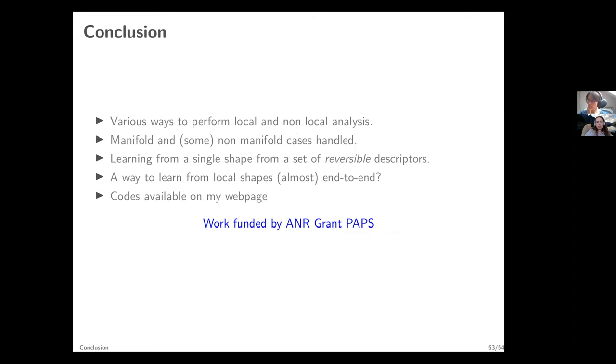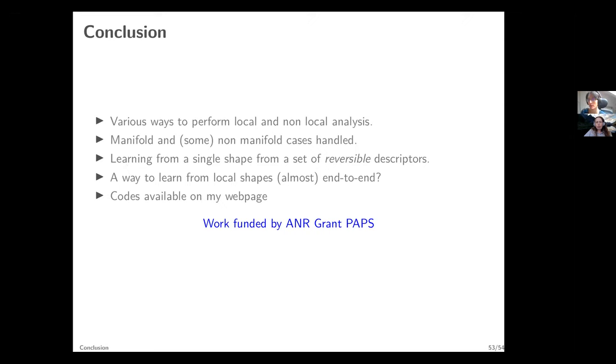So to conclude, I showed various ways to perform local and nonlocal analysis. I know there was not any deep learning in the learning part of the talk, but that's really something we can do, because with this description, we could do learning from shape in an end-to-end manner.